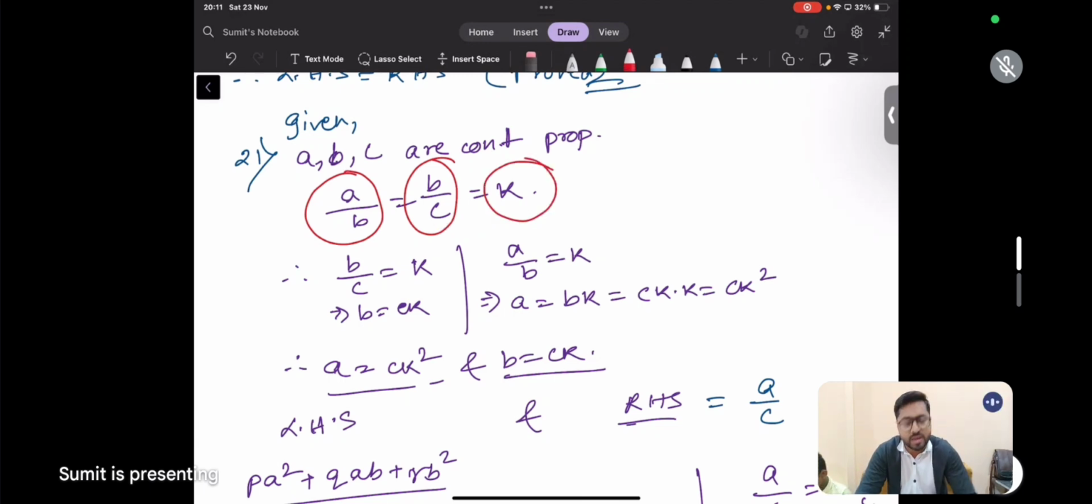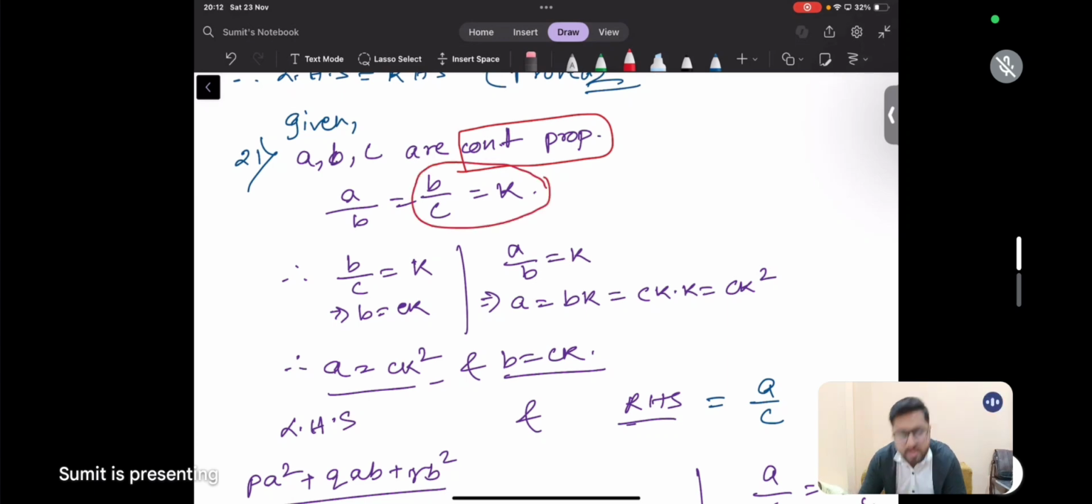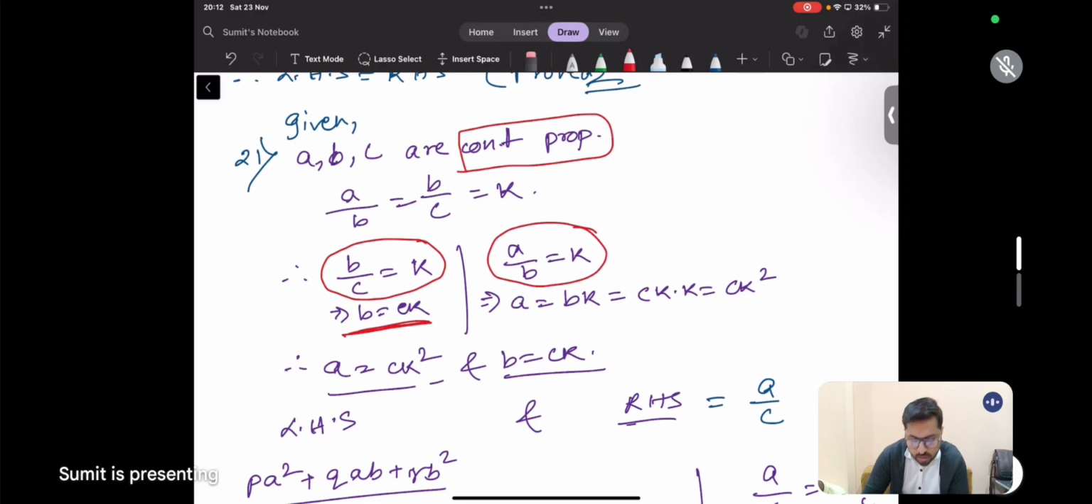In a similar manner, b square equal to ac we will not apply here, because here it is given to prove with a by b equal to b by c equal to k. And when continued proportion is given, remember that we start taking the ratios from the end. So at first I will take b by c equal to k. The reason: b by c equal to k means b equal to ck. Then I will take a by b equal to k. When you take a by b equal to k, a equal to bk, but previously b equal to ck was there.